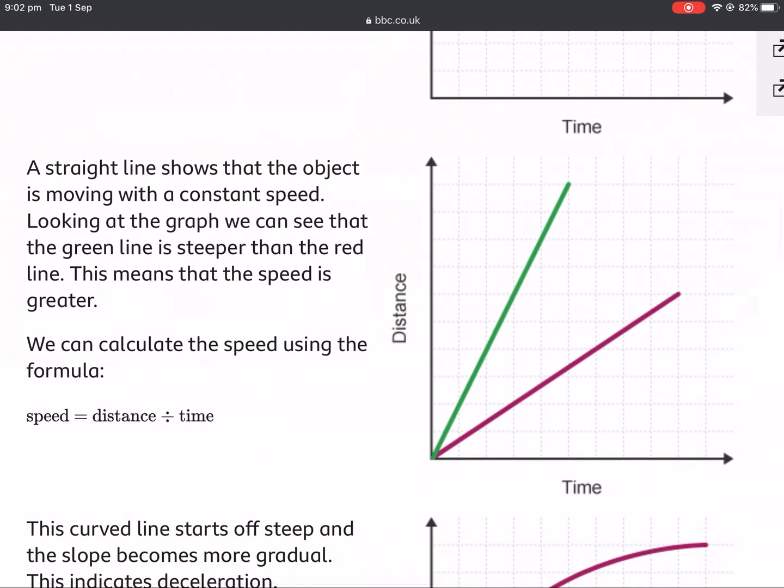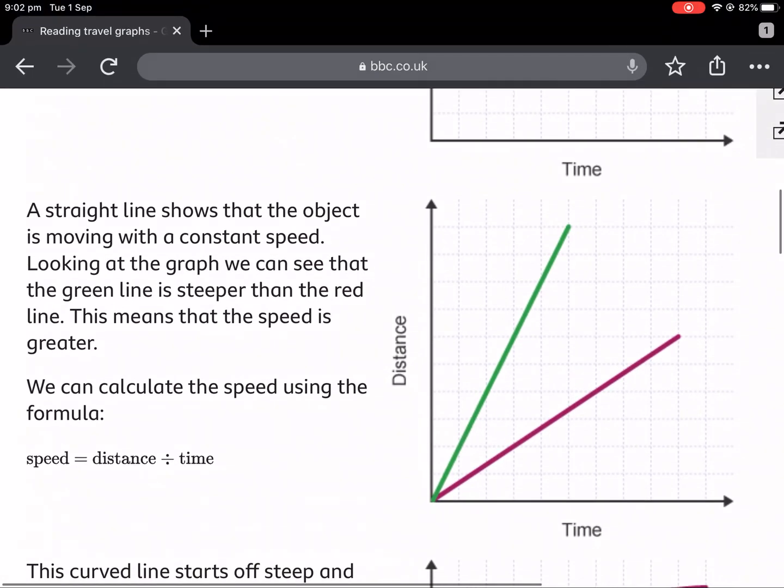If it's just a straight line going up, so not a horizontal straight line, but going up, or it could be going down. If it's going up and it's straight, so it's not curvy like the one below, that means it's moving with a constant speed. So we're not speeding up or slowing down, we're travelling with the same speed the whole time, like 30 k's an hour or something. Looking at the graph, you can see that the green one's a lot steeper. So the steeper it is, the faster it's going. And you can actually calculate the speed yourself by figuring out how far it travelled divided by the time.